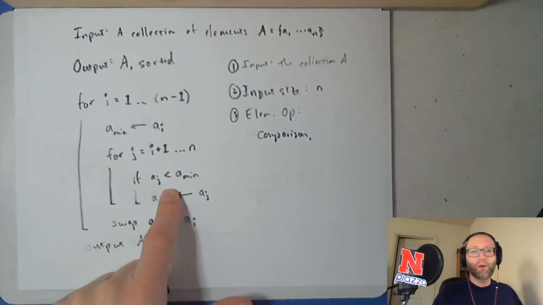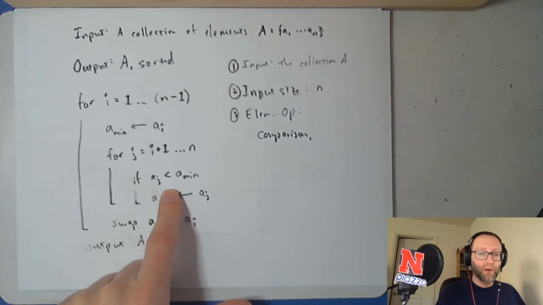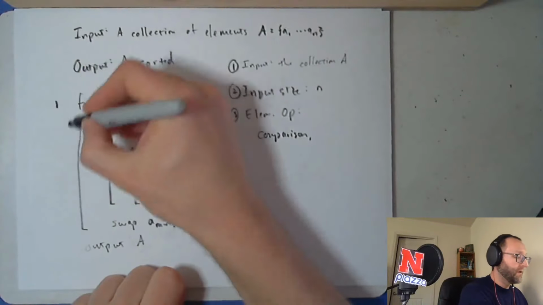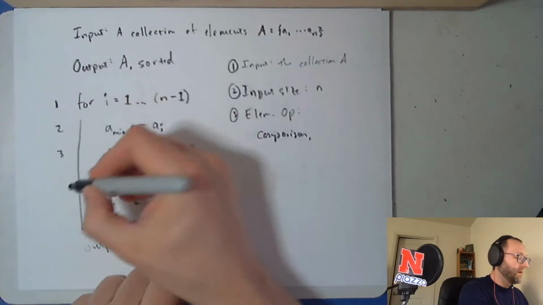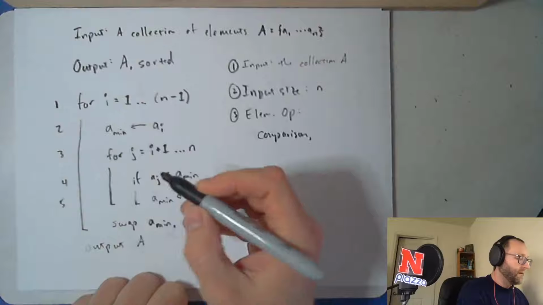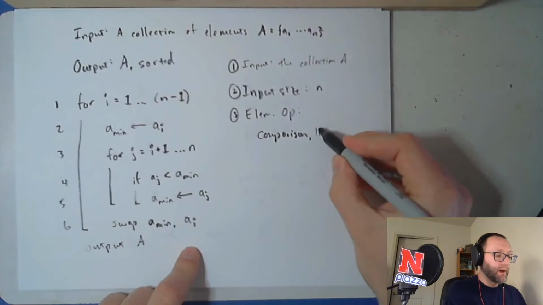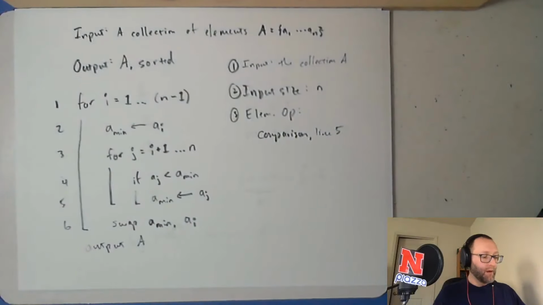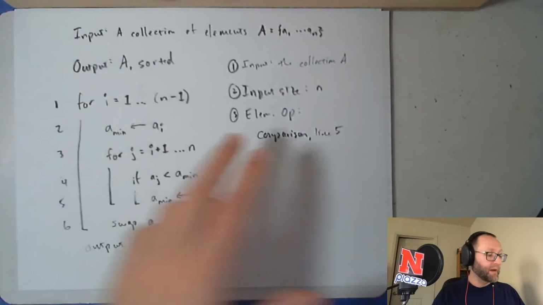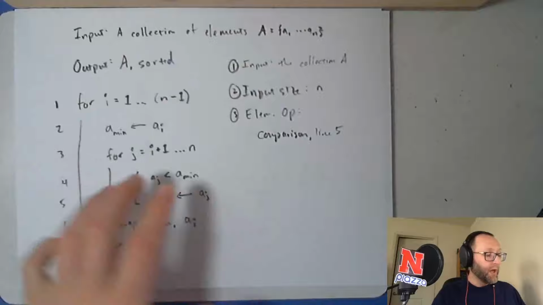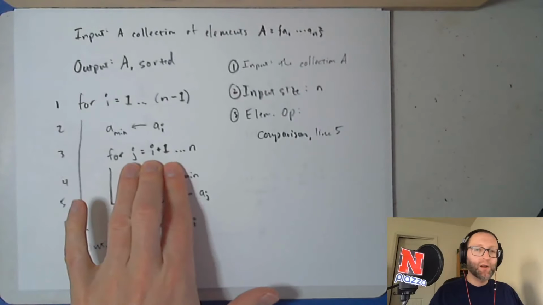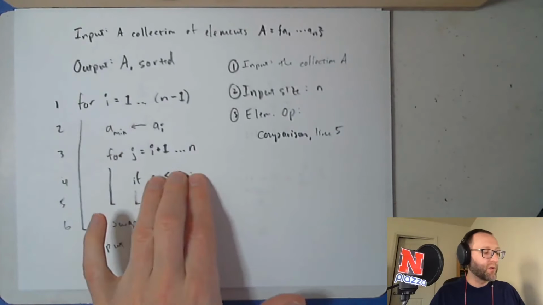And this is why a good pseudocode will also number its lines. 1, 2, 3, 4, 5, and 6. Okay? Comparison on line 5. That's what I'm going to go with. Again, it's not wrong to say swaps. It would be kind of wrong to say additions because of your control for loops here.